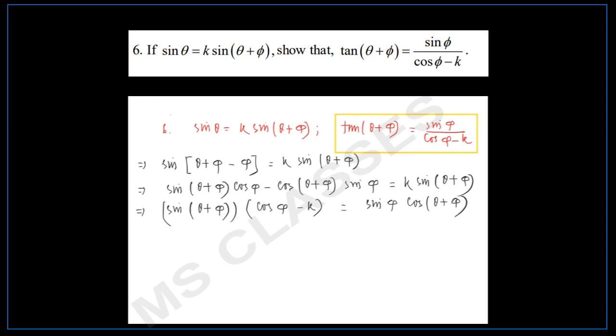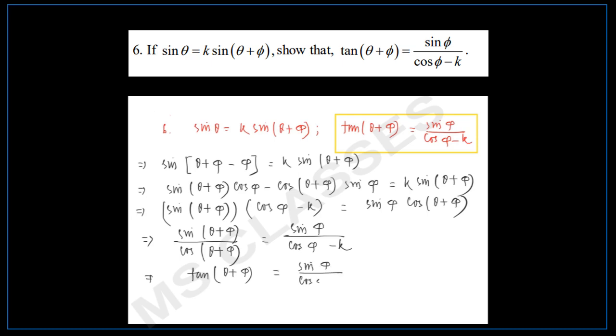Now, what I need? Tan. No problem. Take the denominator. So this gives us what? sin(theta plus phi) by cos(theta plus phi) equal to sin phi by (cos phi minus k). Now this gives us what? tan(theta plus phi) equal to sin phi by (cos phi minus k).